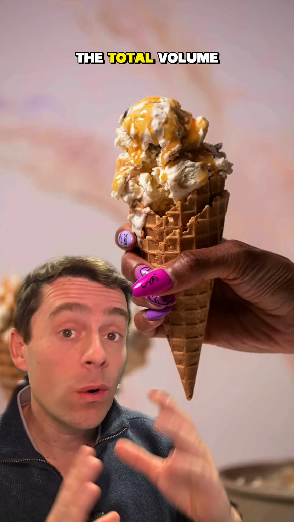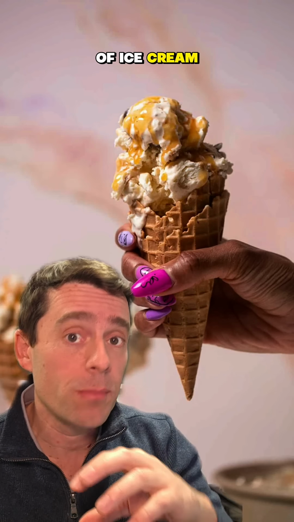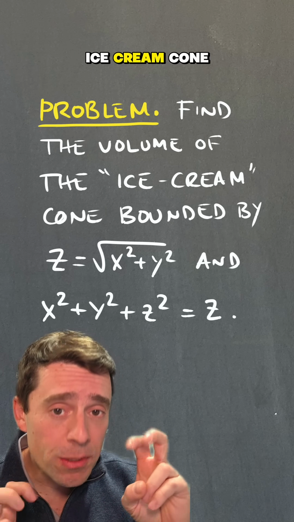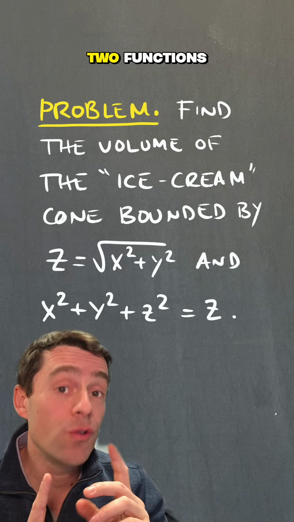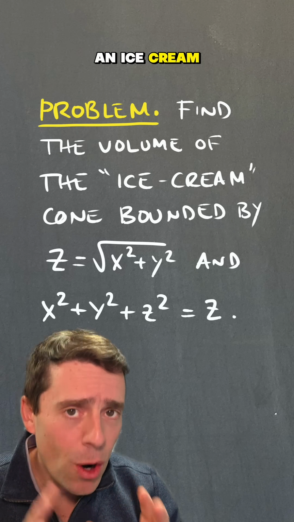Let's figure out the total volume of an ice cream cone, including the cone and the ball of ice cream on top. Specifically, let's find the volume of the ice cream cone bounded by these two functions. The first problem is to figure out, is this really an ice cream cone?